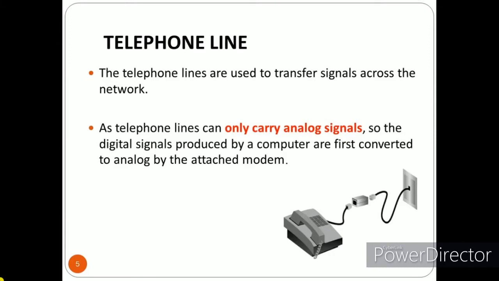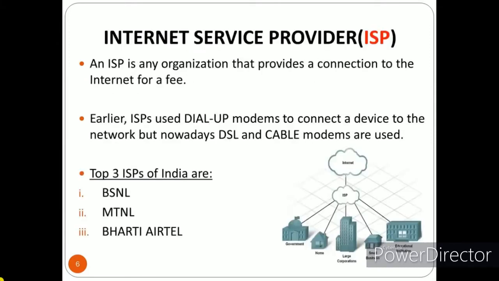Next is your ISP, that is internet service provider. As you can see in the image how it works, this is your ISP, and we get the internet with the help of ISP in government offices, homes, small service businesses, educational institutions, and so on. An ISP is an organization that provides you a connection to the internet for a fee. It means the ISP is a company or organization which charges some amount for that.